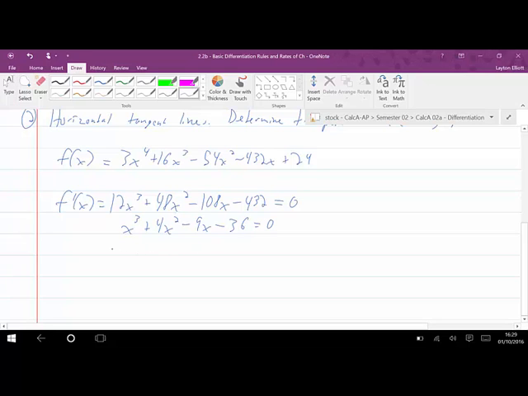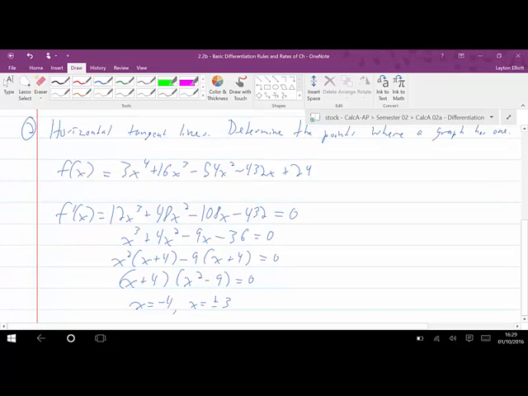Then I'm going to have to try to factor this. This factors by grouping: x squared times x plus 4, minus 9 times x plus 4. So x plus 4 times x squared minus 9 equals 0. And we know that the x values would be negative 4 and plus or minus 3.